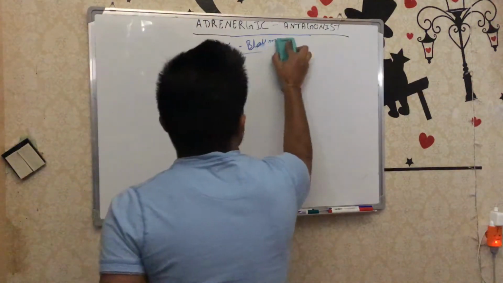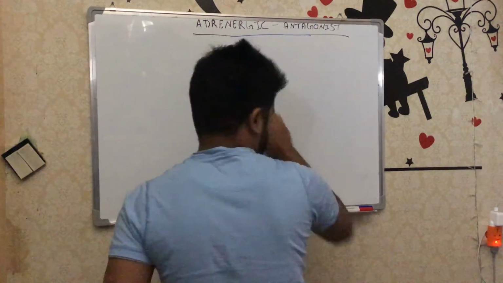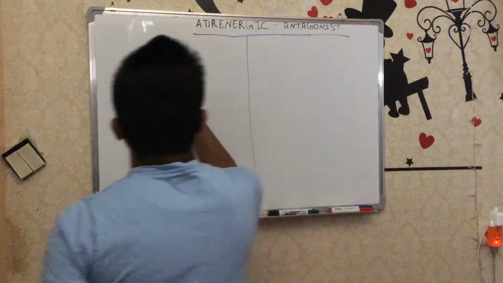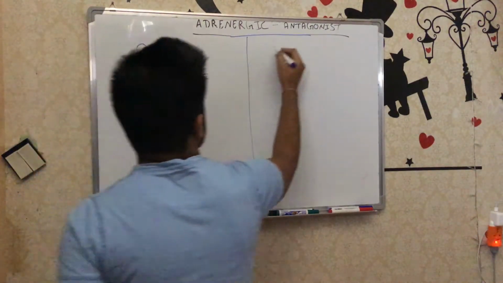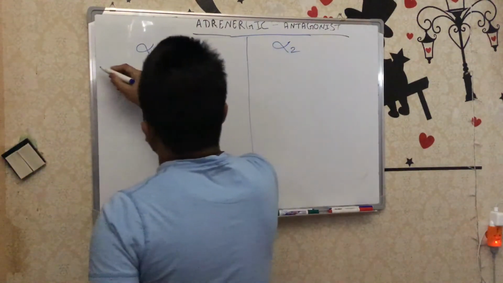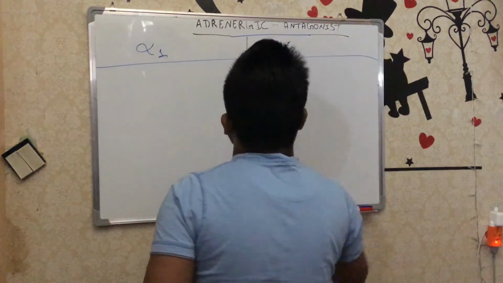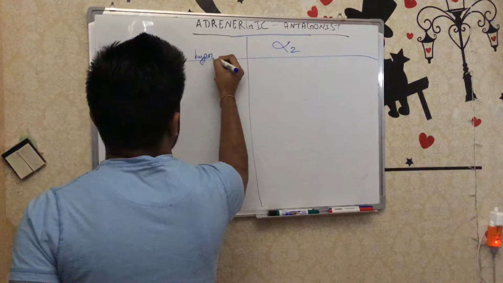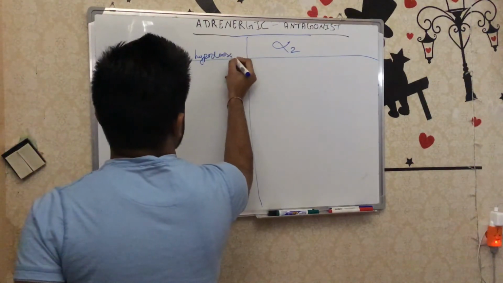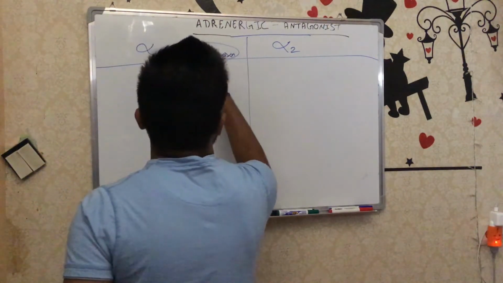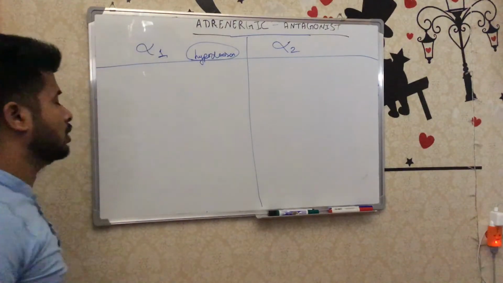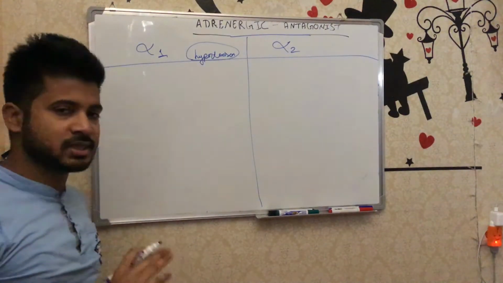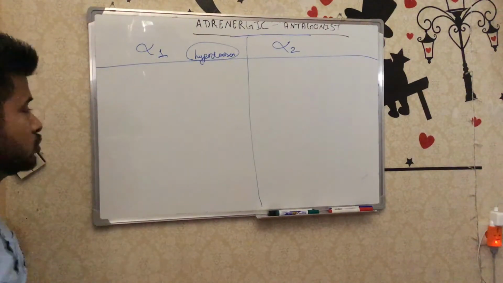Now we'll discuss the classification, but before classification, some information about the receptor that we should know. Alpha 1 and alpha 2. For example, in a hypertension patient, if you give a non-selective alpha blocker, it blocks alpha 1 and alpha 2 also.